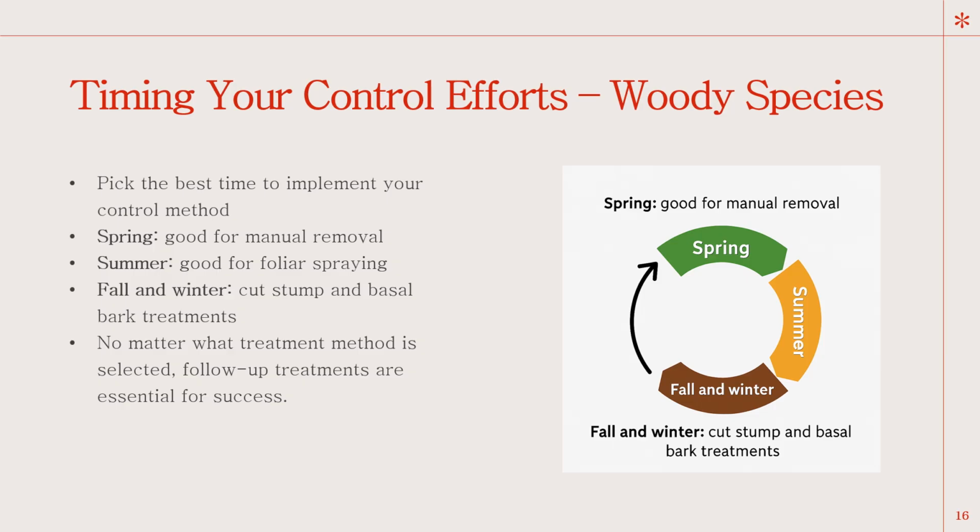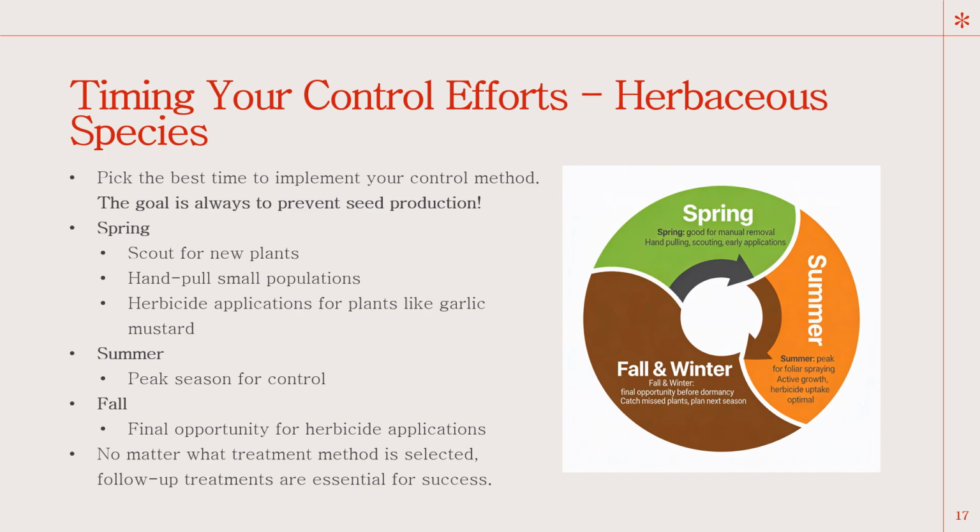Fall and winter time are perfect for cut stumps and basal bark treatments. There are no leaves to worry about, but the trade-off is that these methods are often more effective when the plants are dormant. No matter what treatment method you select, you're going to want to follow up with those. With herbaceous species, it gets a little more complicated, because it's going to depend upon what you are dealing with. So this is kind of a broad overview of how I would go about something.